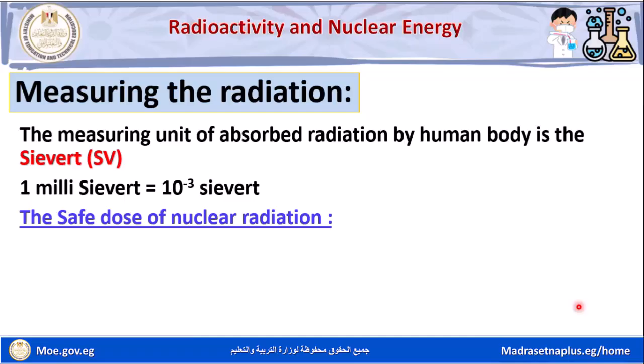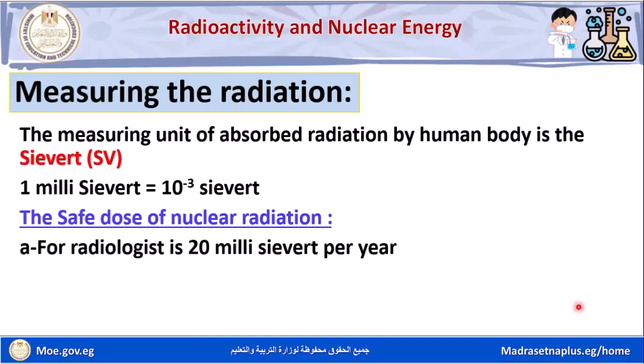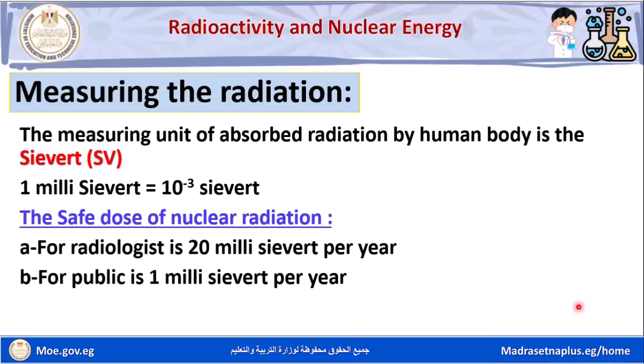The safe dose when exposed to nuclear radiation. Letter A, for radiologists, is 20 millisievert per year. Radiologists are people who work in nuclear radiation fields. Letter B, for the public, is 1 millisievert per year. This is the safe dose of nuclear radiation for radiologists and for the public.